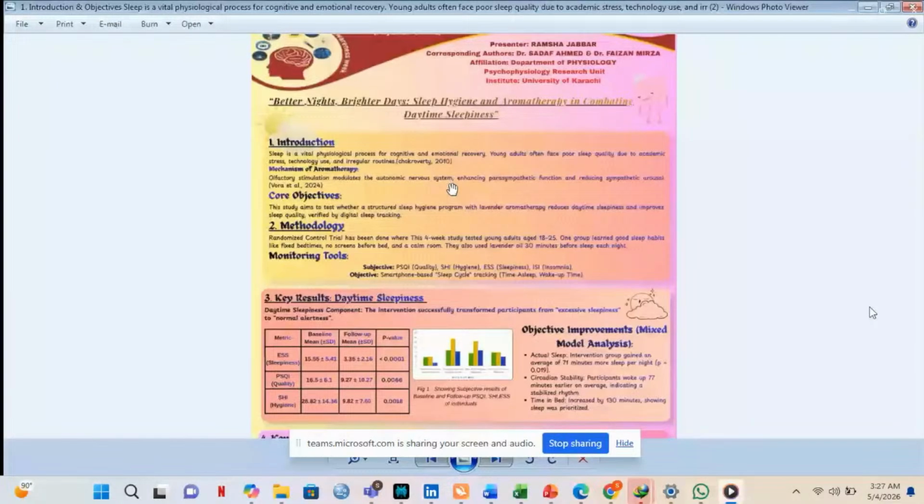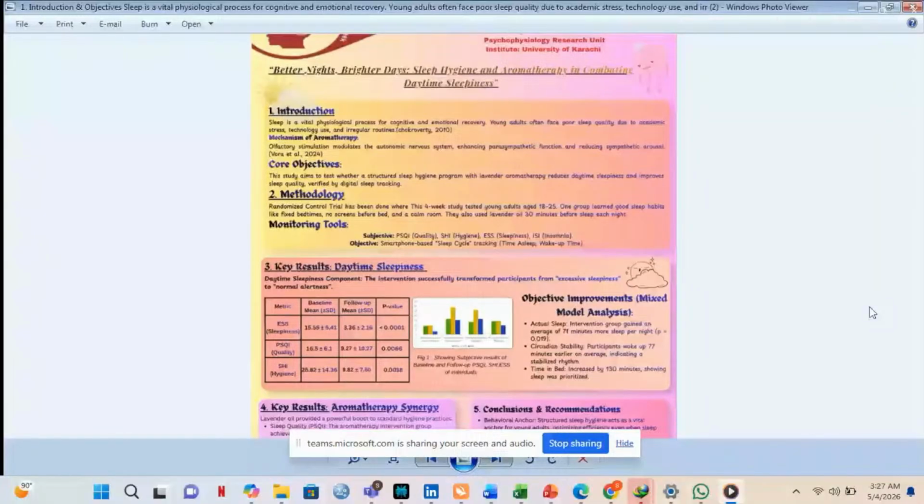Let's talk about the methodology, that is, how the study was done. We conducted a 4-week randomized control trial with young adults aged 18 to 25. We didn't just ask them how they felt. We used a double check method by collecting both subjective and objective data. What do subjective and objective data mean? The subjective data is the data which the individual reports directly to us, while the objective data is the data which was collected indirectly from the individuals.